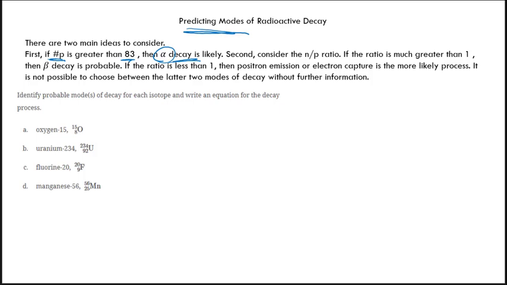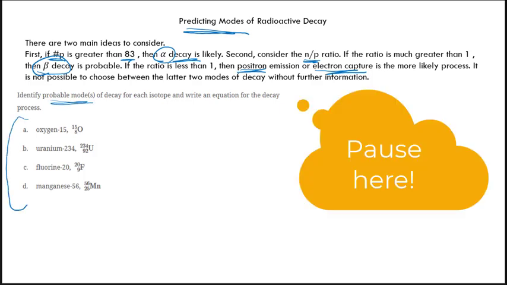decay is likely. Then you want to look at the neutron to proton ratio. If the ratio is much greater than 1, beta decay is probable. If it's less than 1, then positron emission or electron capture is the more likely process. Let's look at the probable modes of decay for each of these isotopes. Why don't you take a minute and predict what would happen?